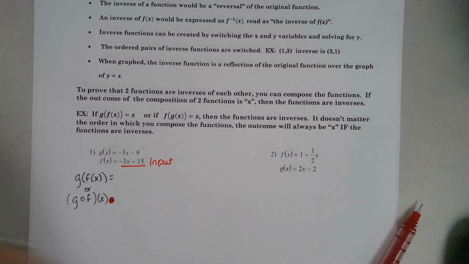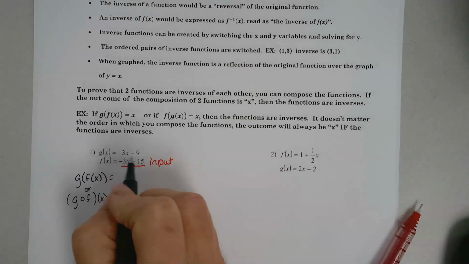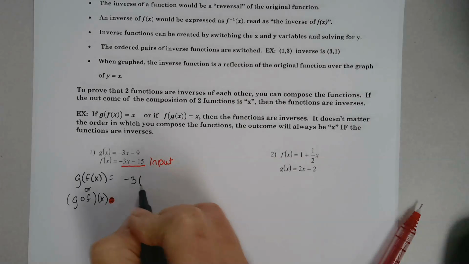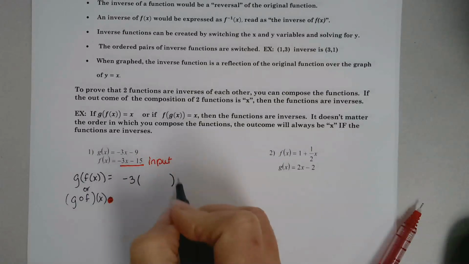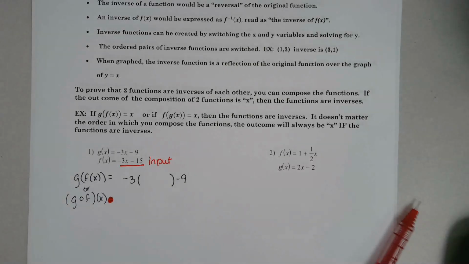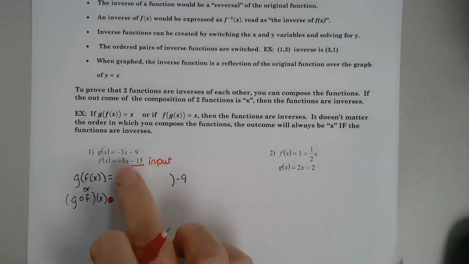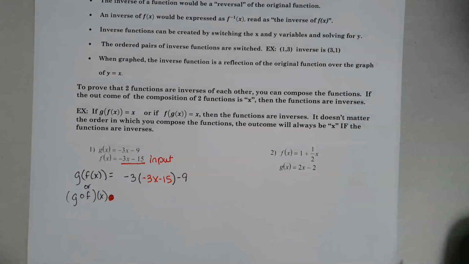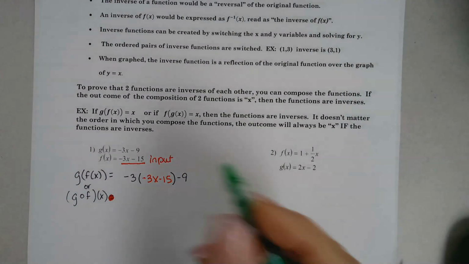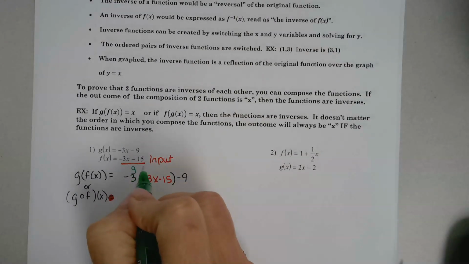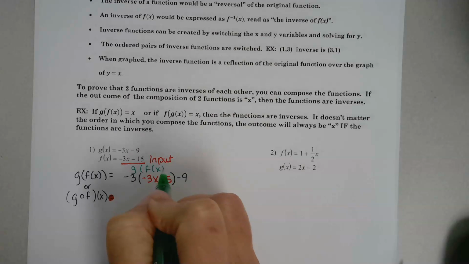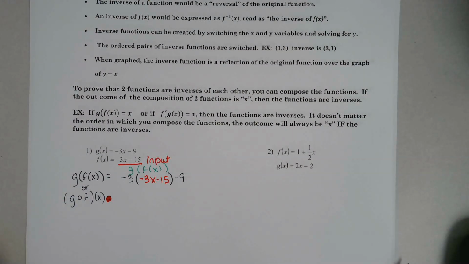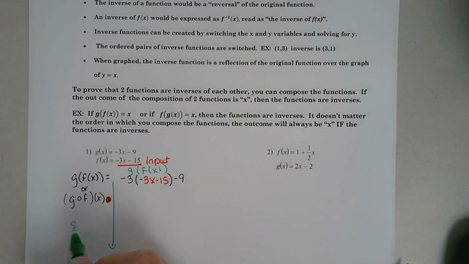So what I do is I take my outside equation, -3. I'm replacing my x, so I'm going to put my parentheses. Then I finish the equation, -9. So what goes inside is my input, -3x minus 15. To note, the way this is written is your g of f of x. This is my f of x inside my g of x. And then from there, you simplify.